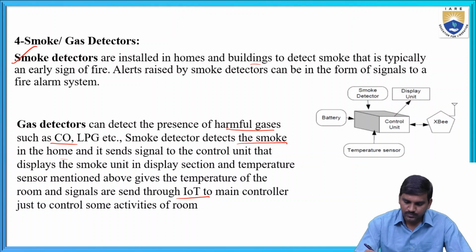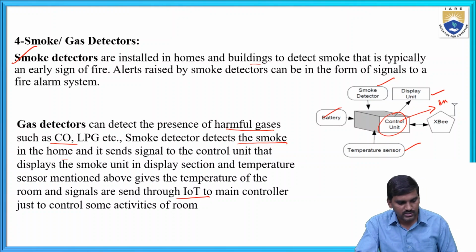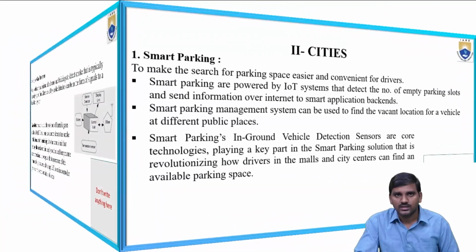So this is the main block diagram of the smoke or gas detectors. The display unit shows how much temperature is available in the home and how much gas, by sensing the information. Whatever information is sensed can be displayed on the display. The smoke detector needs a battery in order to run. Then the sensors, and this is the control unit. From the control unit, the information alerts are sent to the destination. So this is about the smoke or gas detector under home automation.